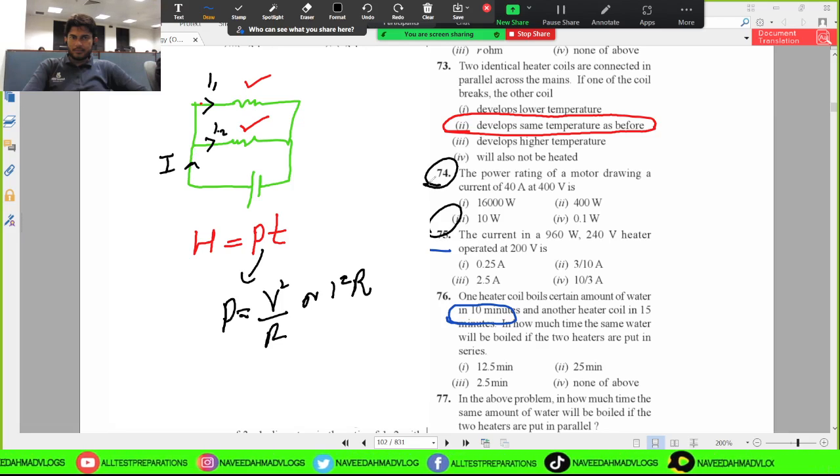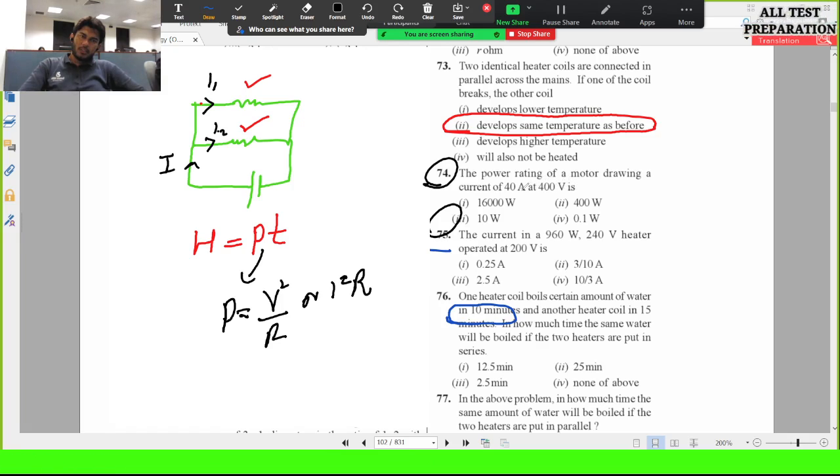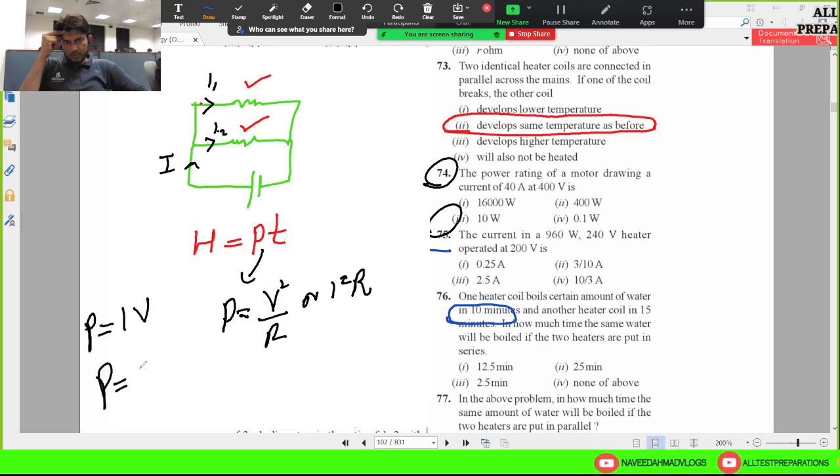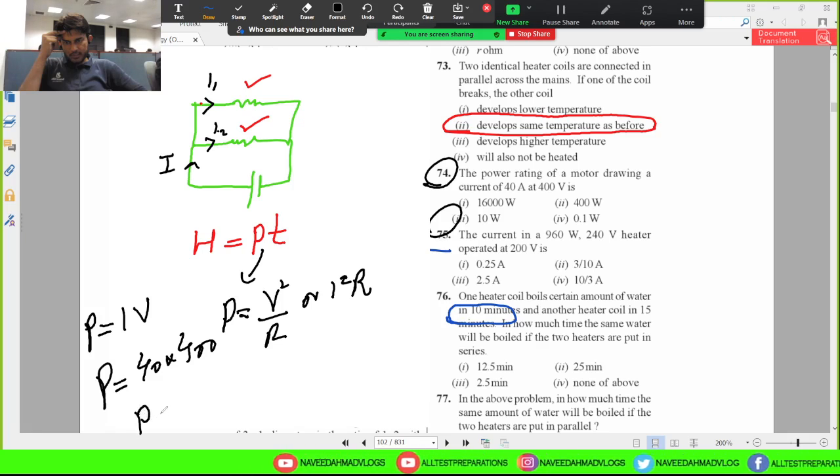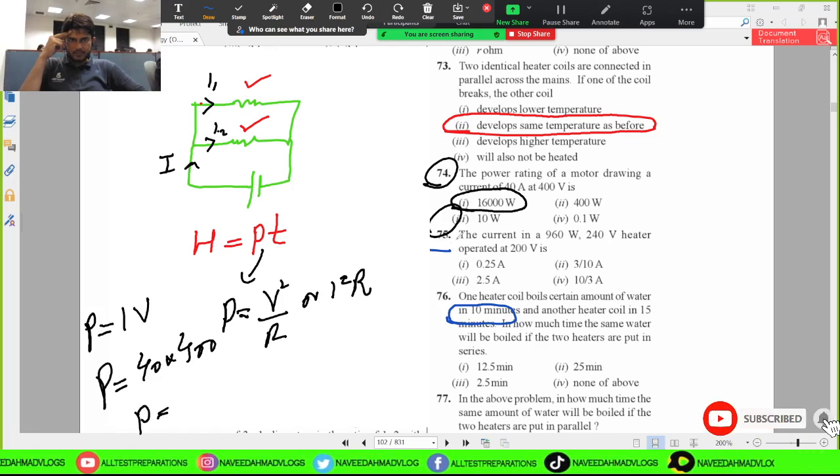Okay, 74. What is the power rating of the motor driving at a current of 40 ampere at 400 volt? So in this case, you need to find the power. Current is given to you and the voltage is also given to you. So that's too easy. We have this relation. We will use this relation, that should be equal to 40 multiplied by 400. So over here, you will do mental multiplication. So you will get 16,000. Okay, so option A will be the correct answer.